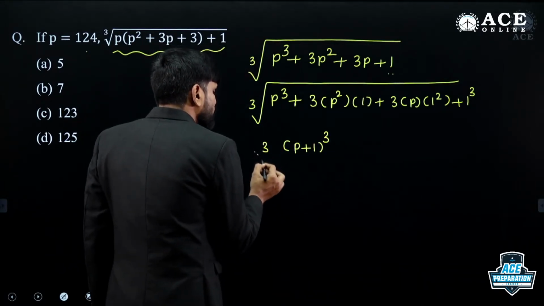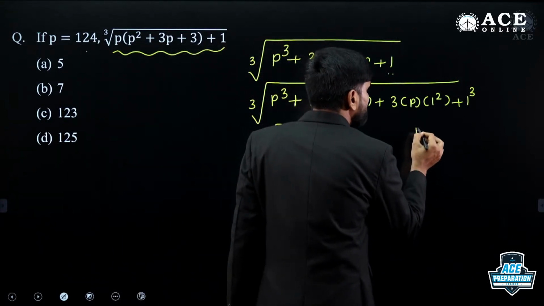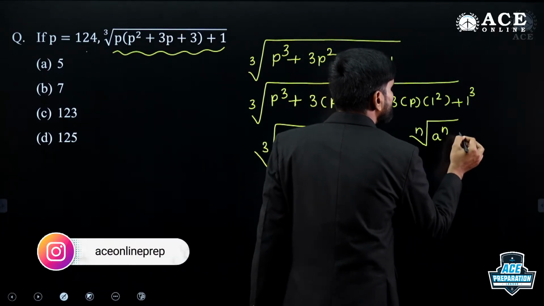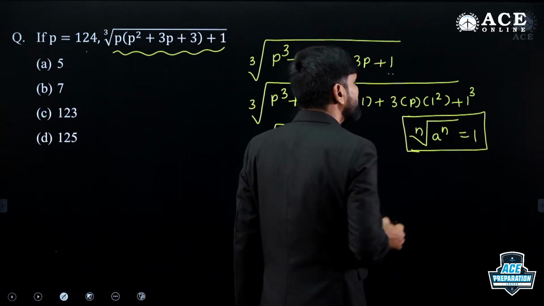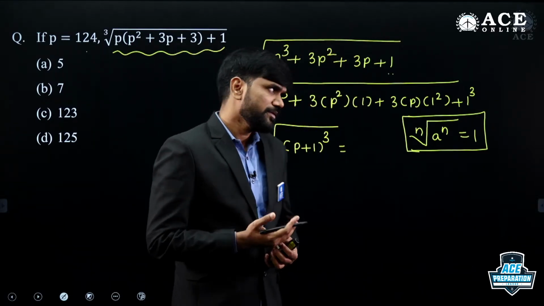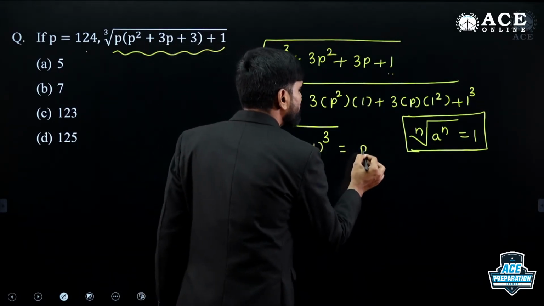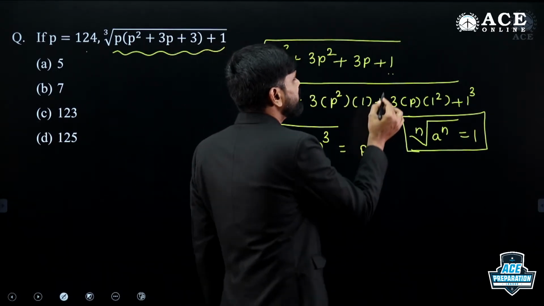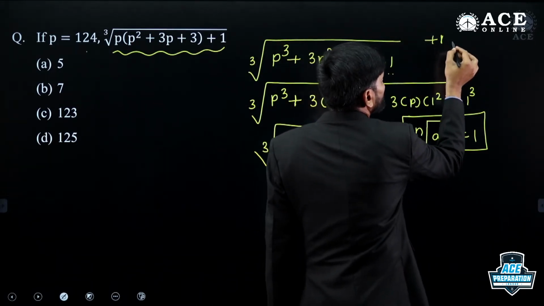So, cube root of (P plus 1) whole cube is equal to, please remember, nth root of a to the power of n is always equal to a. This is the basic that you might have learnt in indices, like powers and indices. Based on that, I can say that cube root of (P plus 1) whole cube must be equal to what? P plus 1. So just remember one thing. If at all you are having plus 1 over here, 1 is nothing but what?